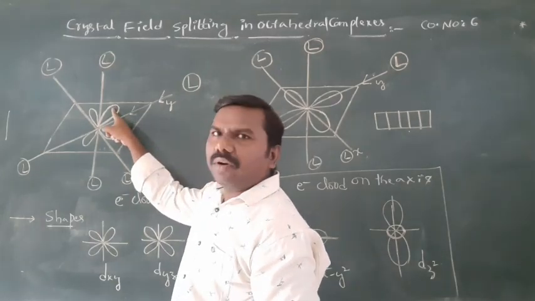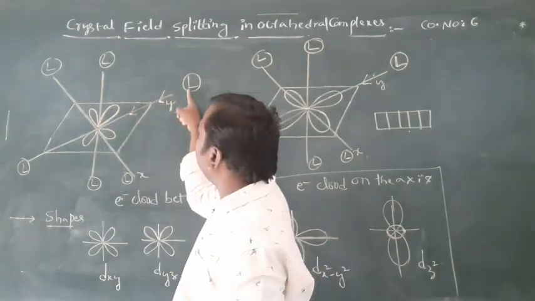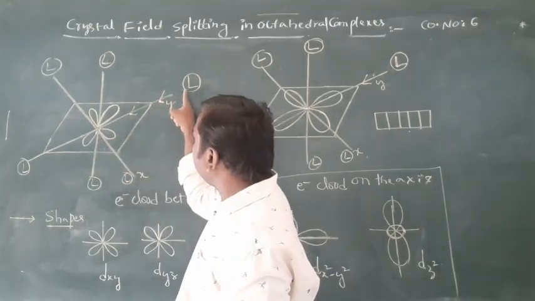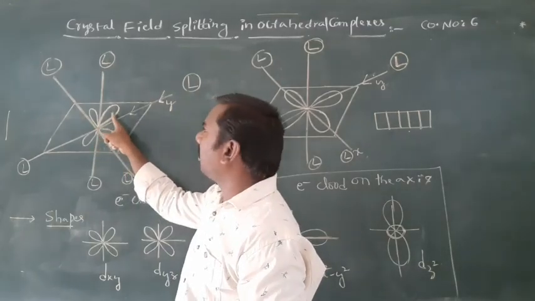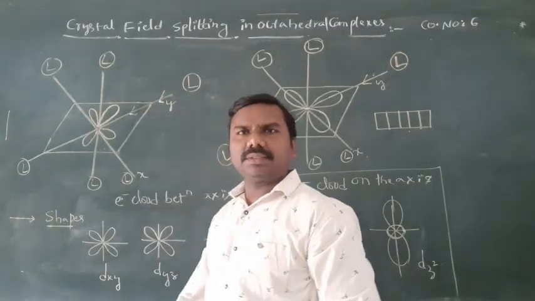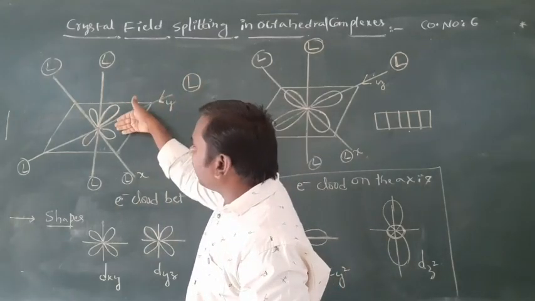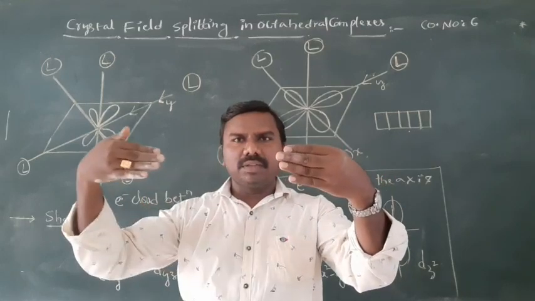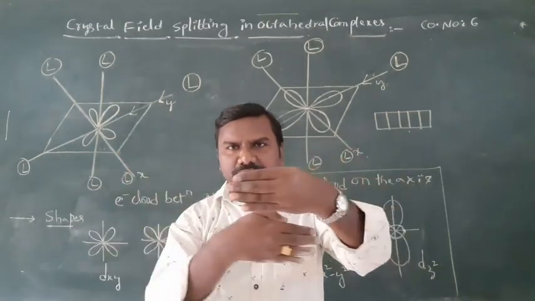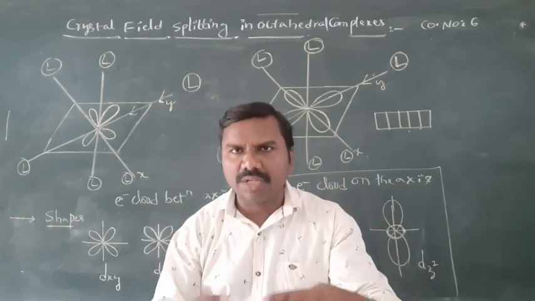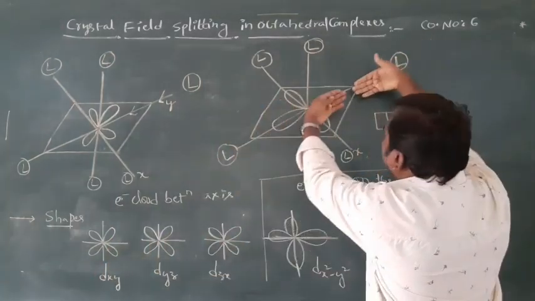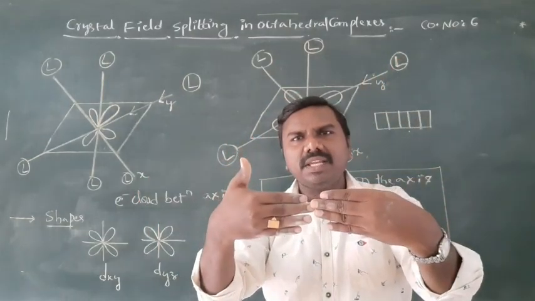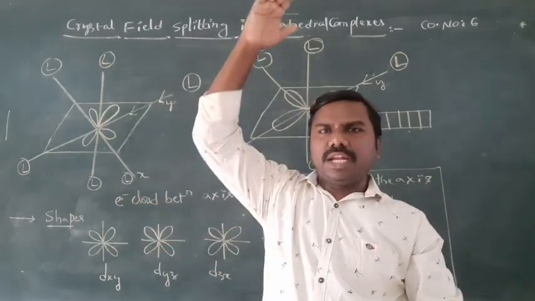So the electron cloud is between the axis, but the ligand is approaching on the axis. Clear ideas? Ligand approaching on the axis, but electron cloud is between the axis. So the ligand direction and electron cloud direction are different. This is the electron cloud, this is the ligand. It is different, so less repulsions, lower energy. So in this other case, the ligand and electron cloud direction are the same. Obviously, more repulsions, higher energy.